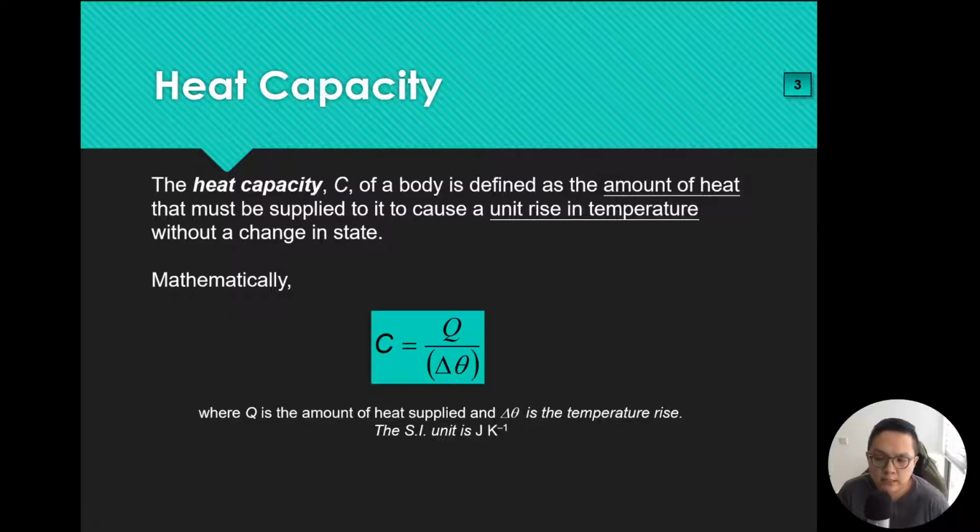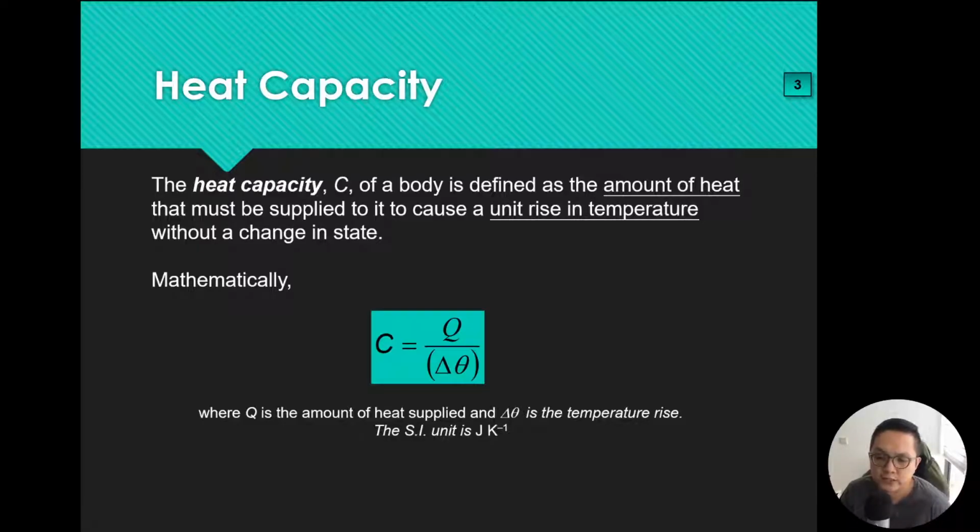That means it's not near the boiling or melting point. Okay, so the equation is very simple. C equals heat supplied divided by delta theta, the change in temperature. Of course, if you are talking about heat loss, this will also work. So how much heat must be taken away to cause a 1 degree drop in your temperature?